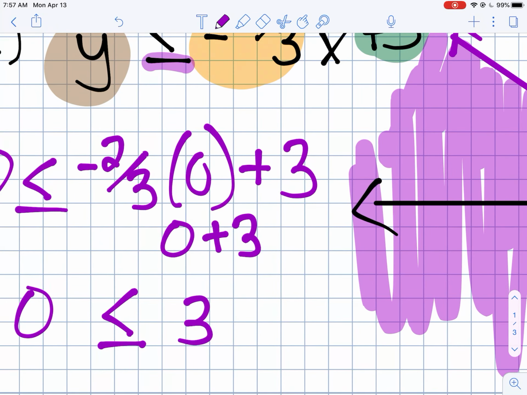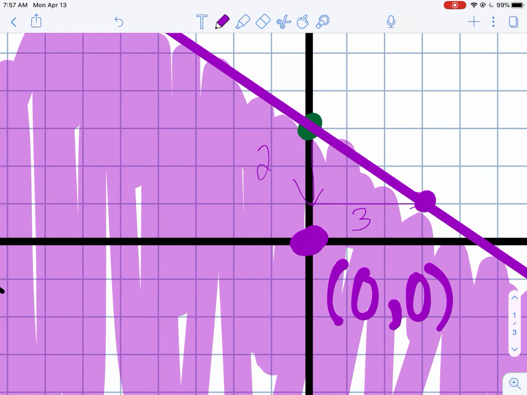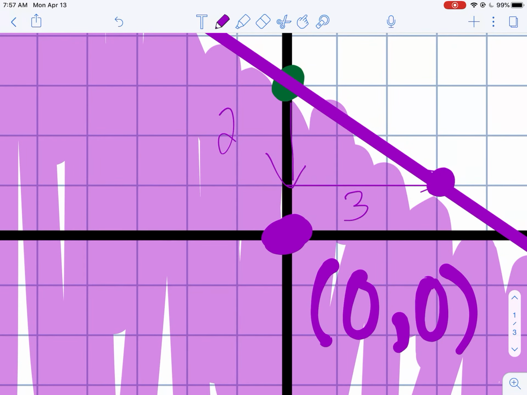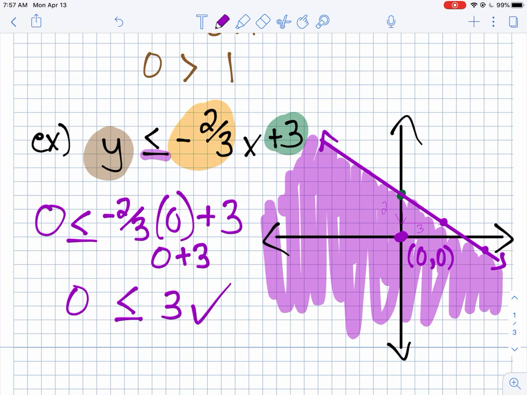Now let's take a look at our solution here. 0 is less than or equal to 3. Is that true? Yeah, it certainly is. 0 is definitely less than 3. So that means that the origin here is part of my solution. So since I find 0, 0 beneath my line, I color everything beneath it just like I did.